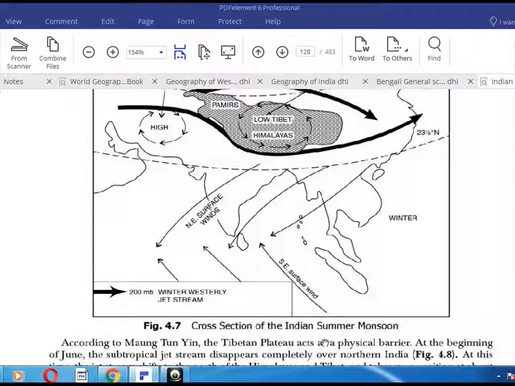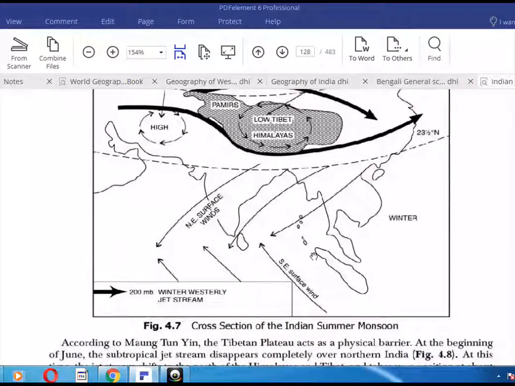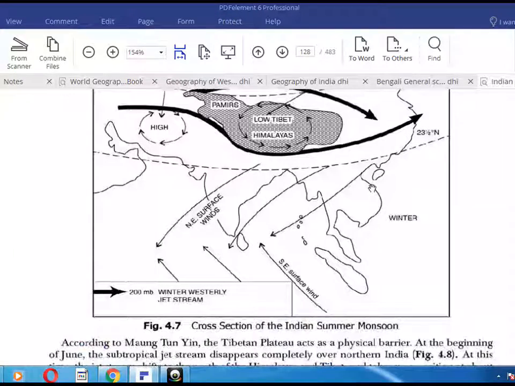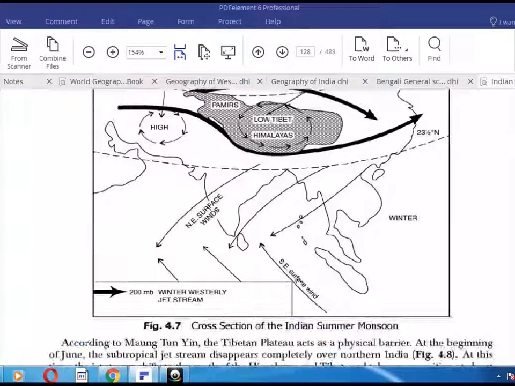So this diagram represents the cross section of the Indian summer monsoon. Here you can see the Indian summer monsoon. Here you can see the high pressure, I think the atmospheric anticyclonic. So tropospheric depression cycle here, low Tibet mountain. And here you can see northeast surface winds, and southeast surface winds.